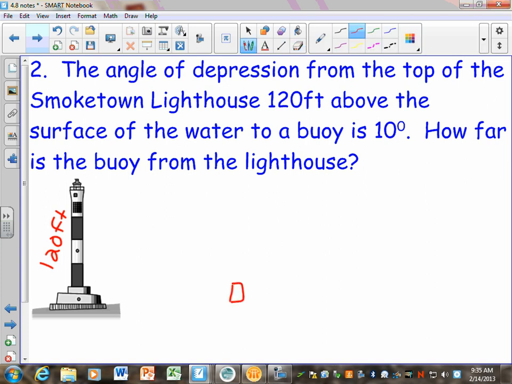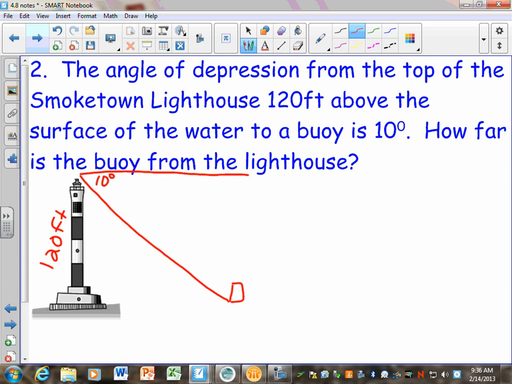The angle of depression comes down here, and this is where it's kind of tricky. The angle of depression is measured from the horizontal at the top. The really easy mistake to make is to plug in 10 right here, but that's not 10. The angle of depression comes from measuring from the horizontal distance that you can draw out. This is 10 degrees, not this. So be really careful when you're labeling your angle of depression.